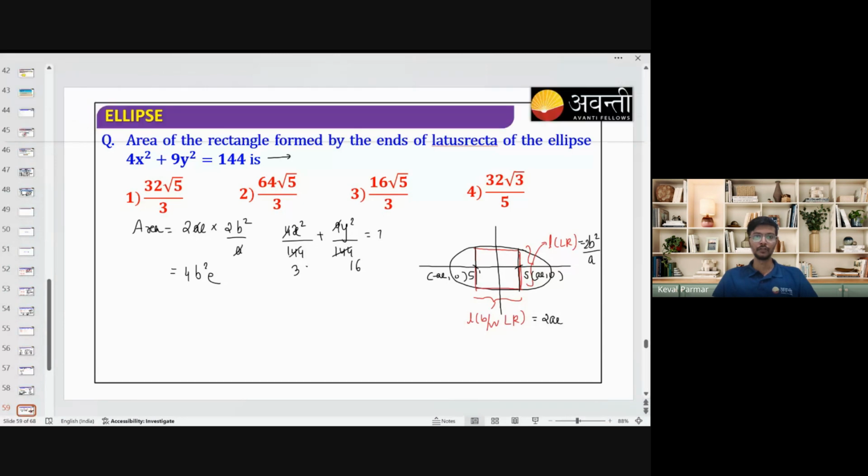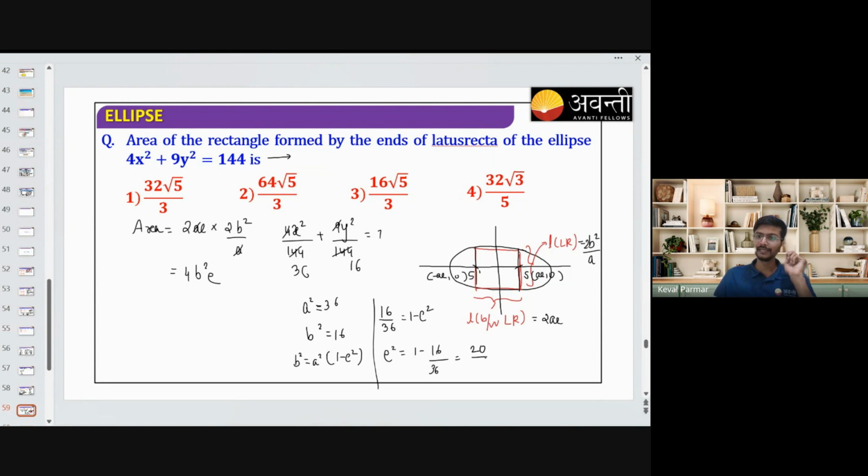Yeah. So that means a square equals 36 and b square equals 16. What will be e square, guys? We have to use b square equals a square into 1 minus e square, right? So b square is 16 by 36, which will be equal to 1 minus e square. So e square will be equal to 1 minus 16 by 36, which is 20 by 36. So that means e equals root 20 upon 6.